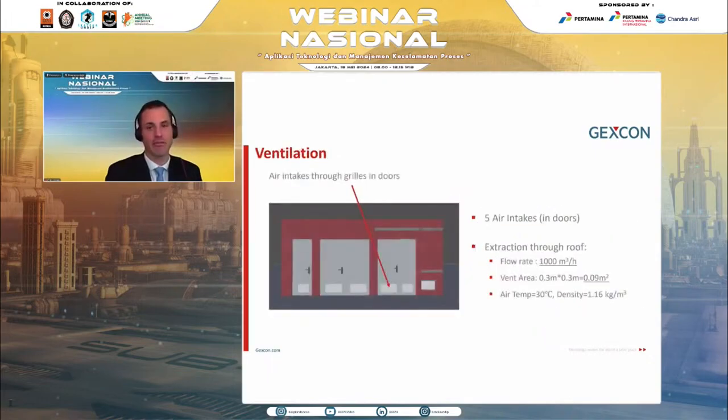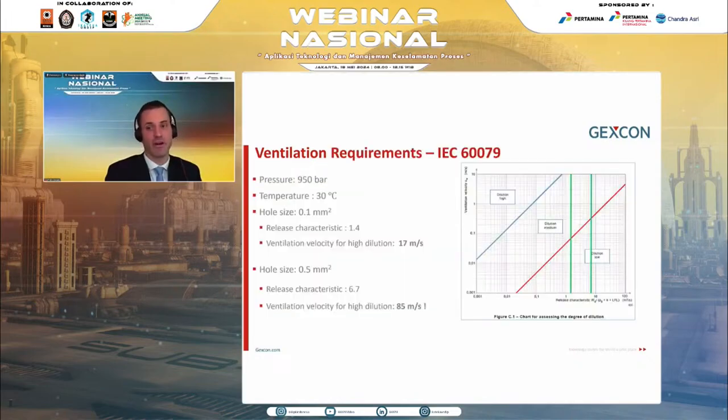This is the results for the original system for 1,000 cubes an hour ventilation rate. The legend here shows a ventilation velocity of 0.1 meters per second in dark blue, up to 15 meters per second in dark red, and the red circle in the corner indicating the location of the release. The results from the CFD model show that in the original system, the ventilation velocity at the release point is only 0.5 meters per second, a long way from the 17 meters per second required for high dilution. Also note that there are areas with even lower velocities, shown by no color, indicating ventilation dead spots.